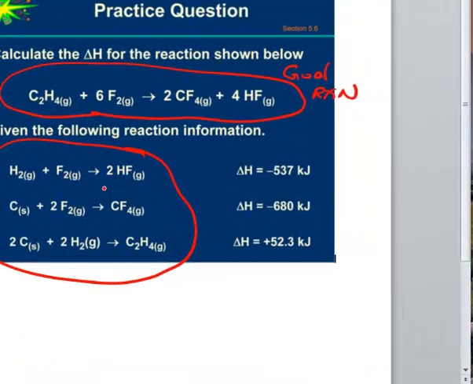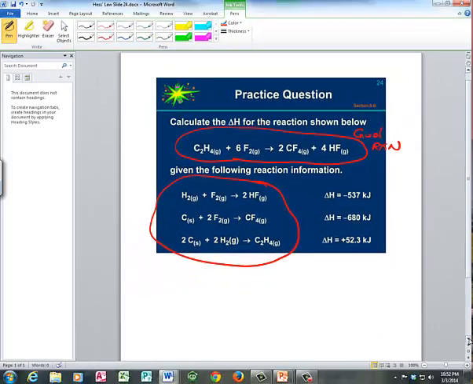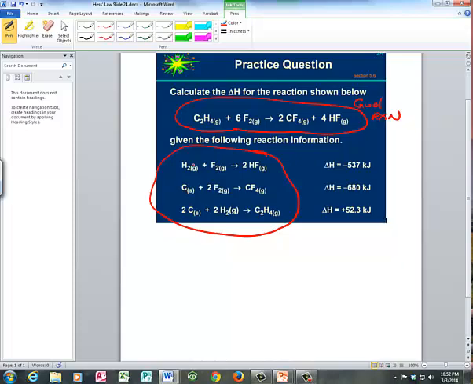Okay, so the first thing that I want to do is see, is there anything that I need to flip? Is there any reaction that I should reverse? Well, the first reaction I'm looking at, I see HF right here. HF is a product in this path reaction. HF is a product in the goal reaction. So I believe I should leave this reaction as is. Down here I'm looking at CF4. It's a product in this path reaction. CF4 is a product in my goal reaction. So I'm going to leave this reaction as is. I'm not going to reverse it.